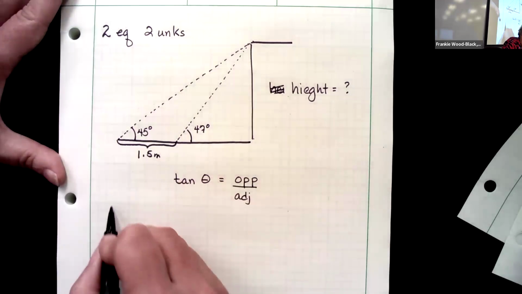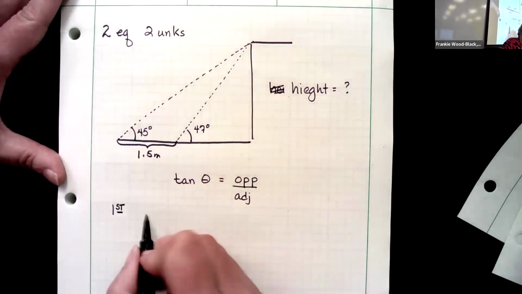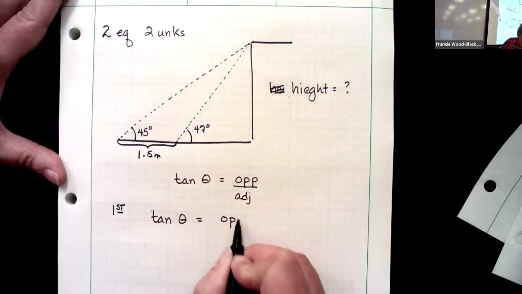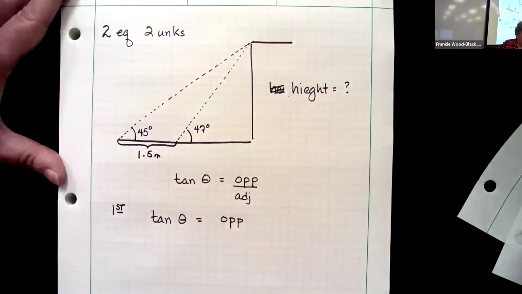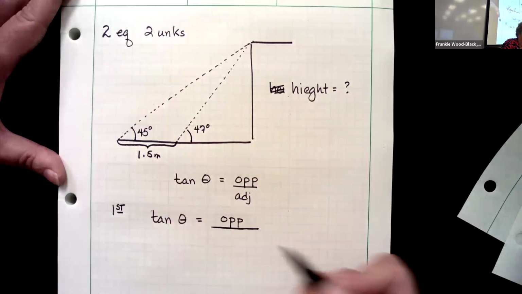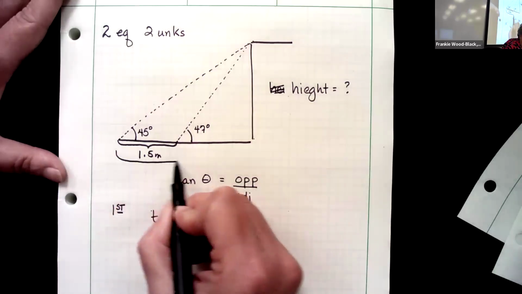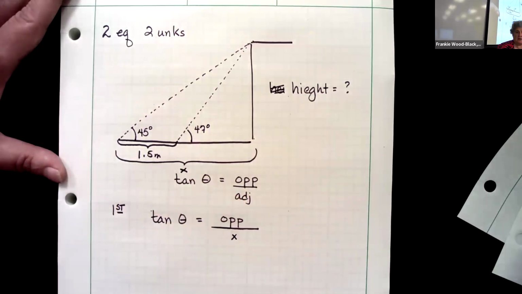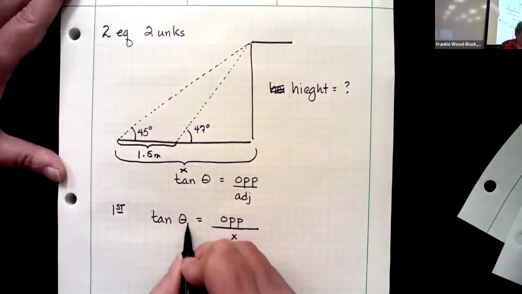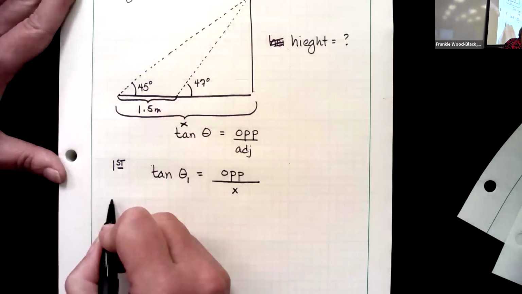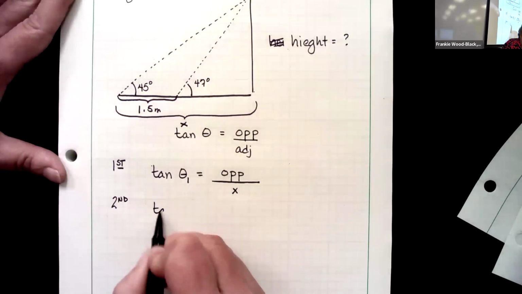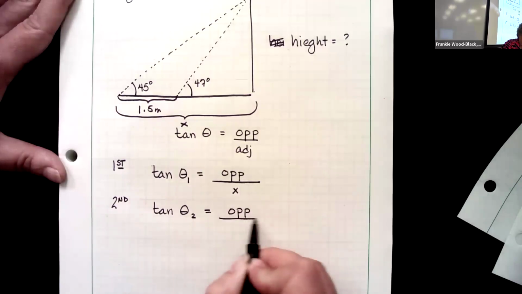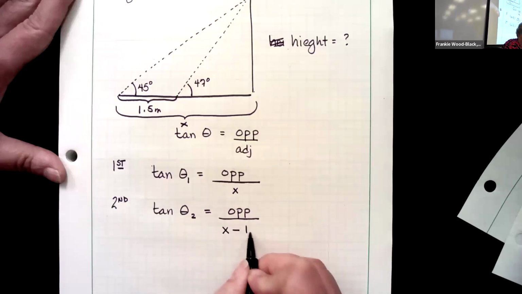So the first triangle is the tangent of the angle, which is going to give me the opposite side, and it doesn't matter, it's going to be the opposite side on both of those. And the first one is going to be, we're going to call this X. So the first one is going to be that. And this is my first angle. The second triangle is tangent of the second angle, which is the opposite of x minus 1.5 meters.